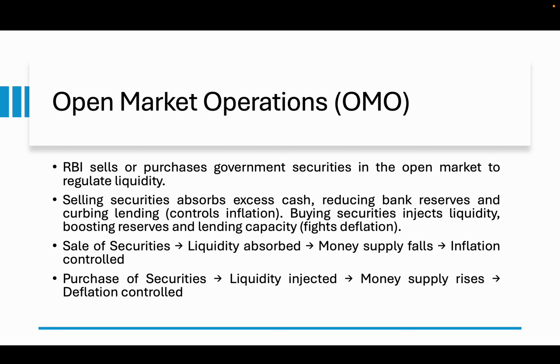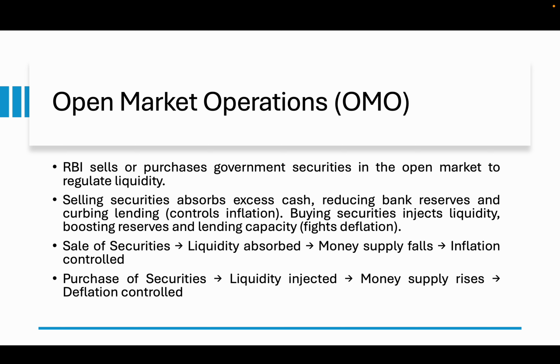Open market operations. Open market operations refer to RBI buying and selling of government securities in the open market. If RBI sells securities, people and banks buy them, giving money to RBI. This reduces liquidity in the economy and controls inflation. While on the other hand, if RBI buys securities, it injects money into the economy, increasing liquidity and boosting growth.